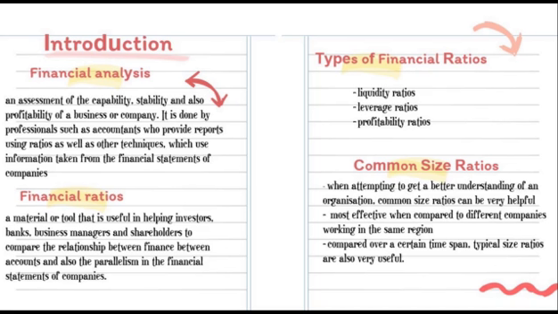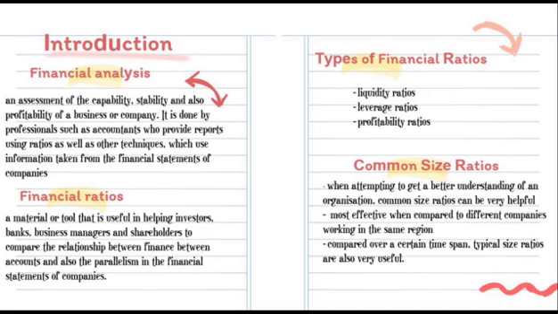Financial ratios are a useful tool in helping investors, banks, business managers, and shareholders to compare the relationships between accounts and also the parallelism in the financial statements of companies. They provide a better understanding of the company's performance than raw numbers do. Financial ratios can also show how a company has performed in the past and how the company might perform in the future. There are several types of financial ratios that will be discussed and calculated in this assignment.